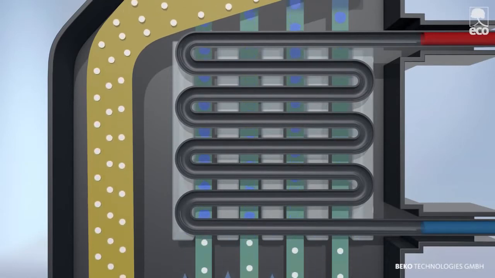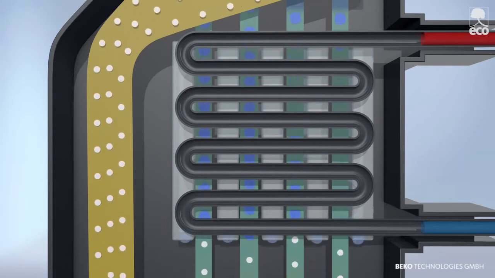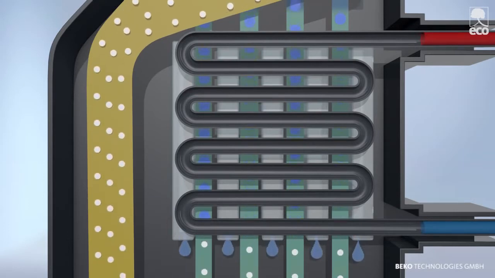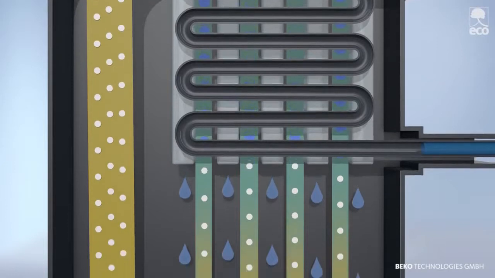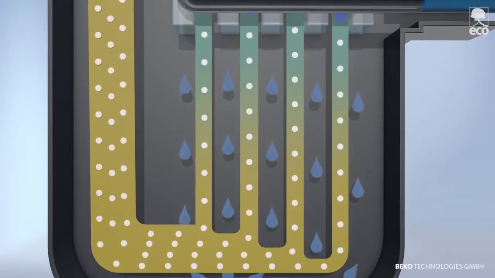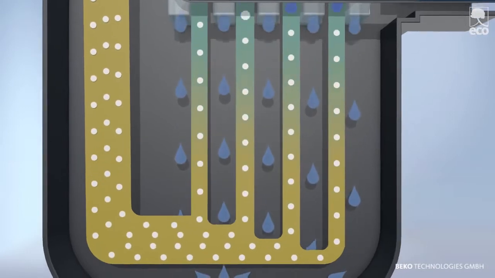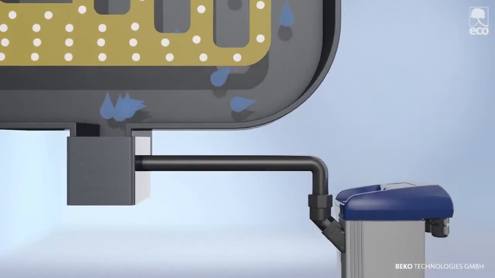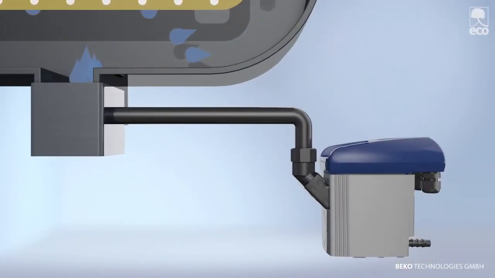The cold temperature reduces the compressed air's ability to absorb water. The ideally dimensioned demister removes 99% of the water droplets. The condensate then simply flows into the integrated Bacomat condensate drain, and all without the loss of compressed air.